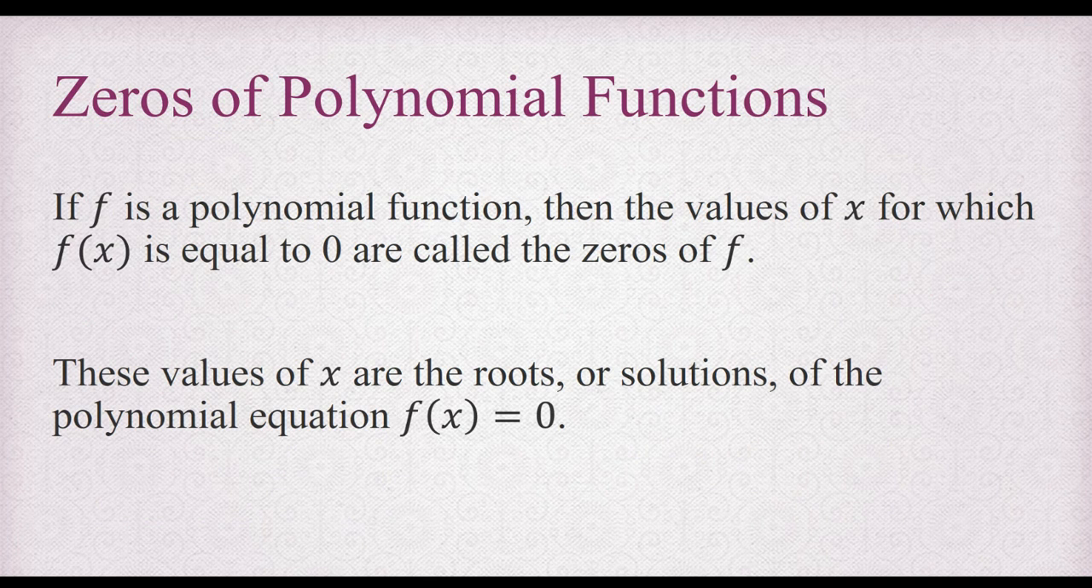Okay, let's talk about zeros of polynomial functions. If f is a polynomial function, then the values of x for which f of x equals 0 are called the zeros of f. Okay, so essentially these values of x we can call roots, solutions, zeros. You've got all of those vocab words that essentially mean the same thing. So zeros, roots, solutions, it's when you set the polynomial equal to 0 and solve for x.